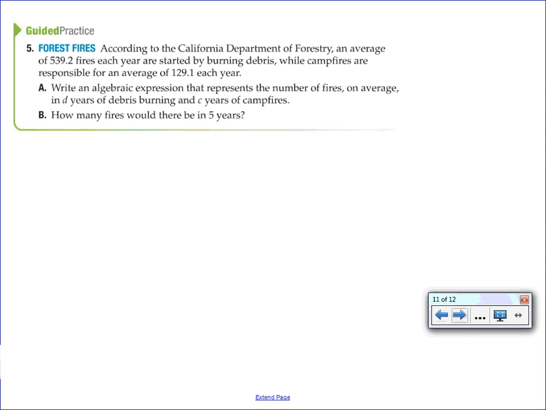All right. According to the California Department of Forestry, this is going to be our little practice problem. We have an average of 539.2 fires each year that are caused by burning debris. Then we have campfires that average 129.1 each year. Write an algebraic expression that represents the number of fires on average in D years of debris burning and C years of campfires burning.